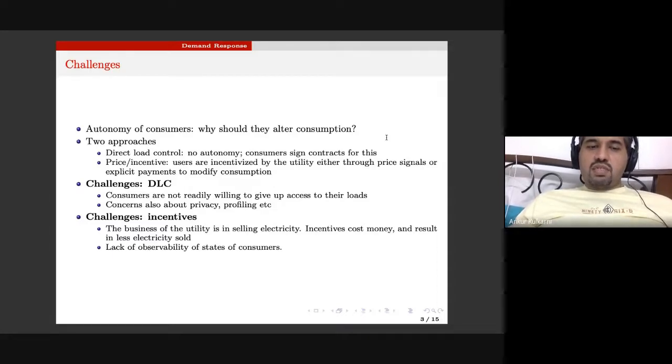There are challenges in both cases. The challenge in direct load control is that consumers are not readily willing to give up access to their loads. There are also concerns about privacy, profiling, and so on. And there are also challenges with incentives, because at the end of the day, the business of the utility is to sell electricity. It is not to give people incentives to reduce electricity. Incentives cost money, and also result in less electricity sold. The other main challenge is the lack of observability of the states of the consumers. You do not know how many consumers are going to actually respond when you provide them a certain incentive.